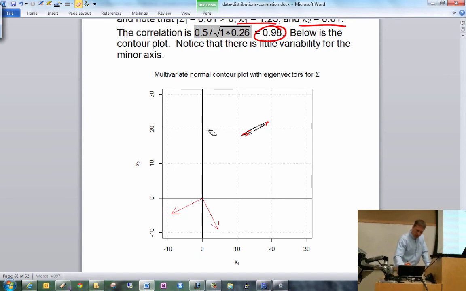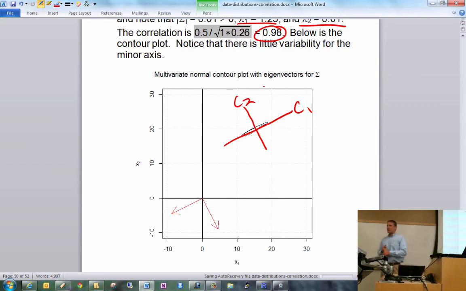But then here comes the big point, and why we want to even think about this stuff. Let's say that I draw a new XY axis system. We'll call this C1 and C2. So where is most of my variability? Is it in the C1 or C2 direction? The C1 direction. In fact, there's very little variability for C2.